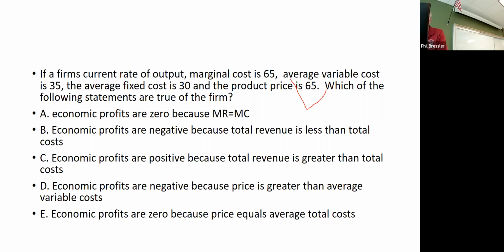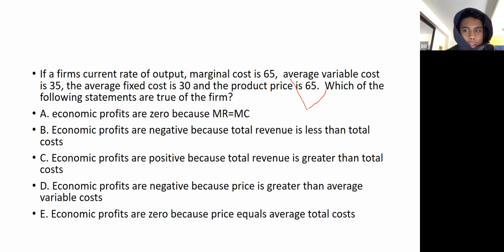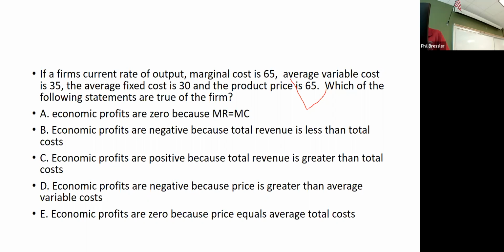Economic profits are 0 at E because variable cost is 35, fixed cost is 30, that's 65. So the average total cost equals the price. So therefore, you're making zero economic profit. Okay. Anyone with any questions on anything today? So the answer was A? E. Sorry, E. True. Okay.